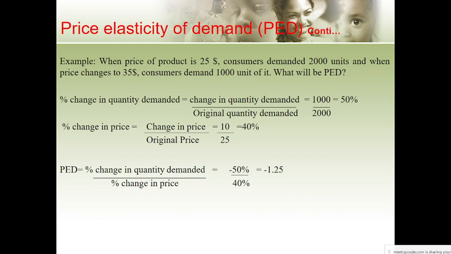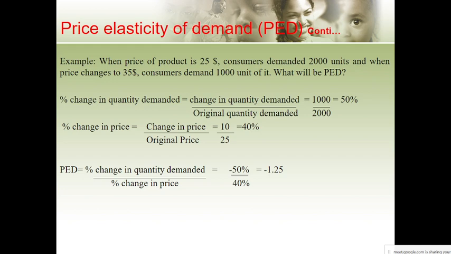Now what is the percentage change in the price? The initial price was $25. Right now we have $35. So what is the difference? The difference is 10, so the change in the price is 10. What was the initial price? $25. So when you divide 10 by 25, we have 40%. Now you put this into the original formula of PED: the 50% percentage change in quantity demanded divided by 40%, we have 1.25.